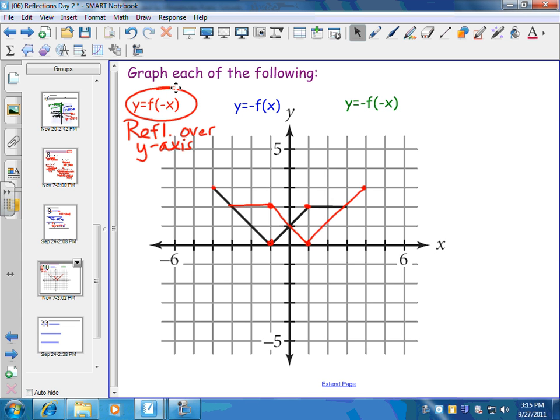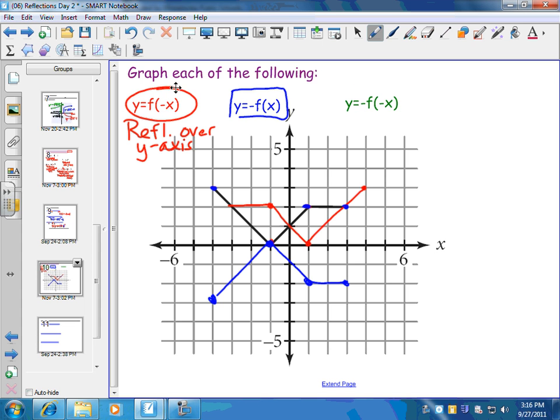The next one has it reflected over the x-axis. So I'll do that graph in blue. I'm going back to the original black graph and I'm thinking, how would that look if I reflected over the x? So this point right here is going to be reflected down here. This point right here stays there because it's actually on the x-axis. This point ends up 2 down instead of being 2 up, and same with this point. So I can kind of draw in my graph from here.